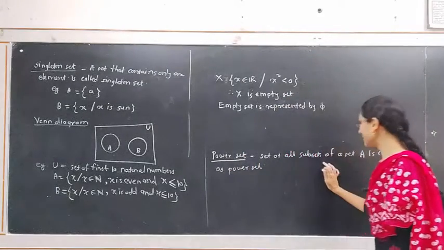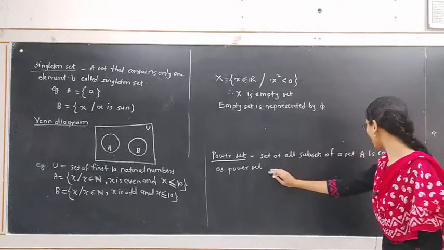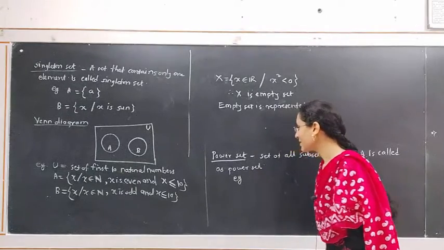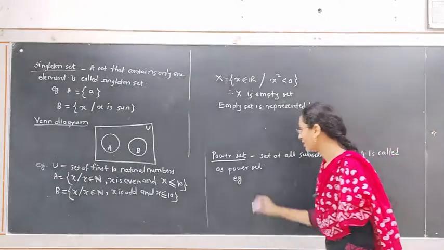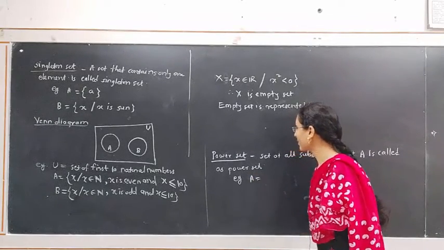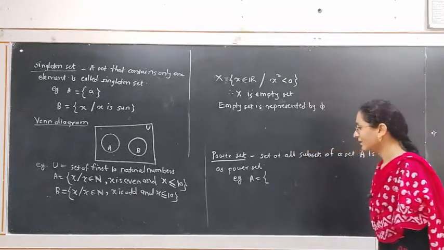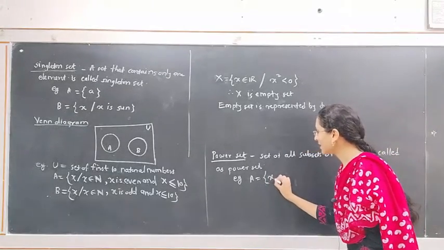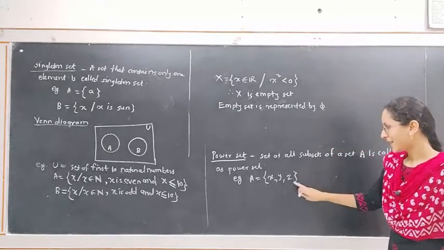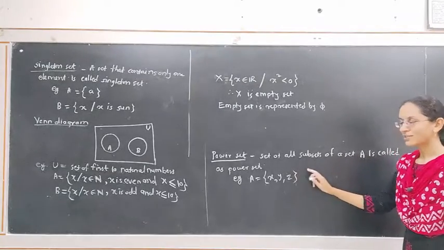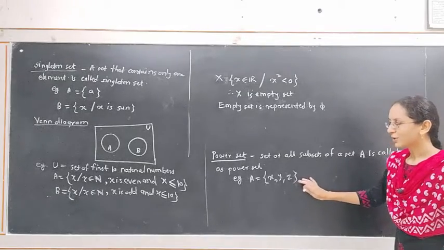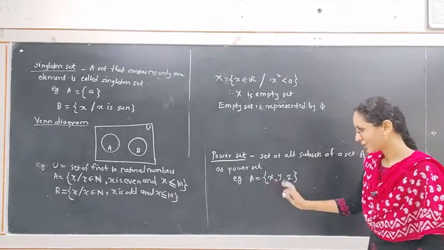The power set of a set is the set of all subsets of that set. For example, if we have one set A equal to the set of 3 elements X, Y and Z, then the power set of set A is the set of all subsets of the set. We have this set. Now we write the subsets of this set.